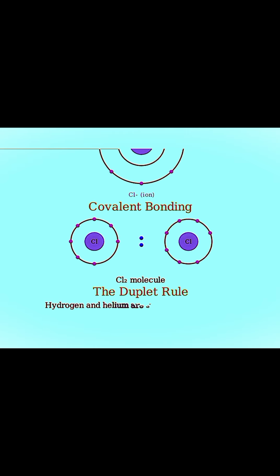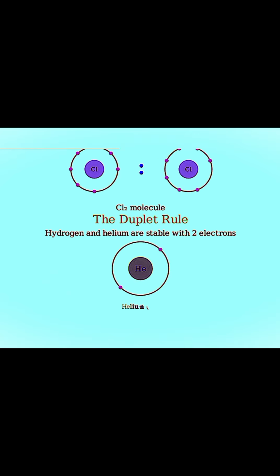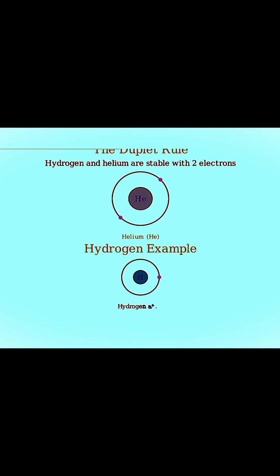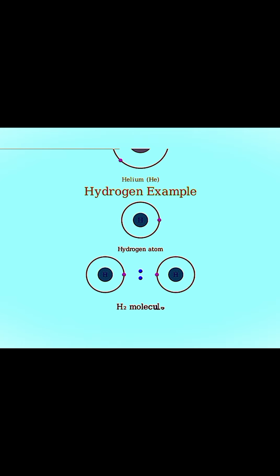The duplet rule applies to hydrogen and helium. These elements achieve a stable configuration with just 2 electrons in their valence shell. Like helium, helium is stable with 2 electrons in its first and only shell. Let's see how hydrogen follows the duplet rule in bonding. Hydrogen has only 1 electron in its valence shell. 2 hydrogen atoms can share their electrons to form H2, giving each atom a complete duplet like helium.